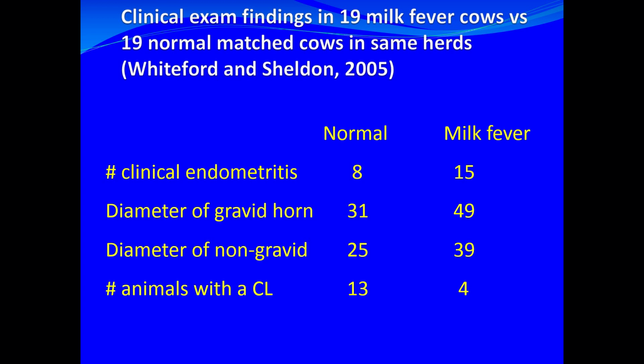And certainly when you look at involution of the uterus, how quickly this is returning to normal size, obviously the normal animals return towards normal involution much faster than the milk fever cows. And I thought this was a nice telling sign here. The number of animals with a corpus luteum. Most animals should be able to cycle by about 22, 23 days after calving, at least have 1 CL. And you can see that 13 out of the 19 normal cows did fulfill this. Only 4 of the 19 milk fever cows were cycling.